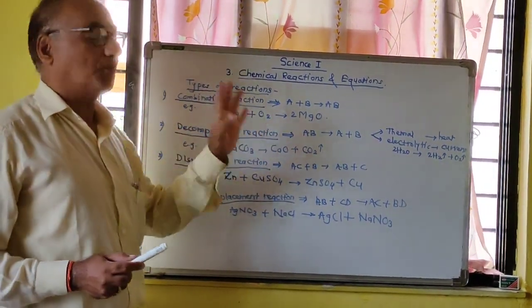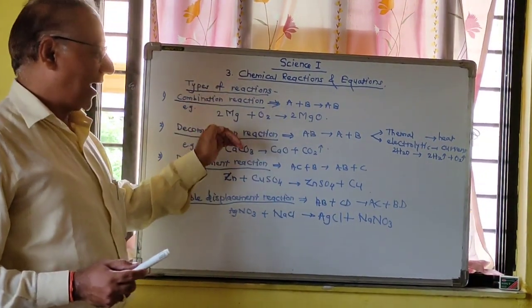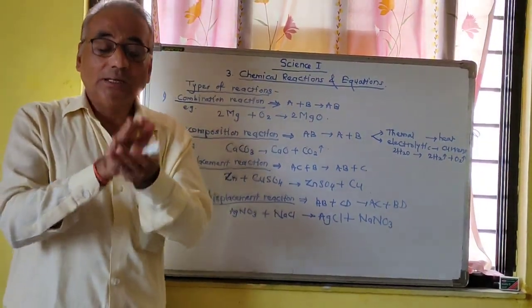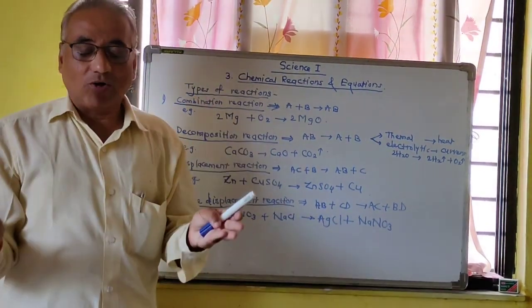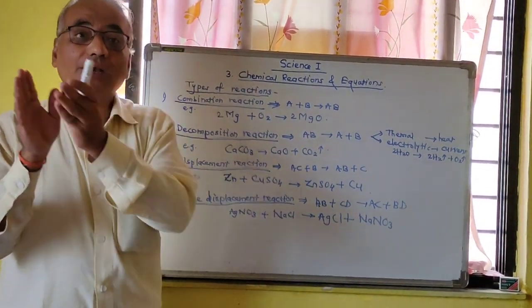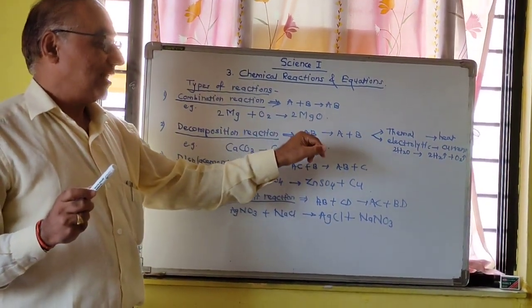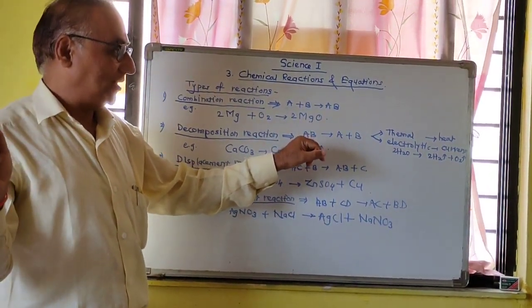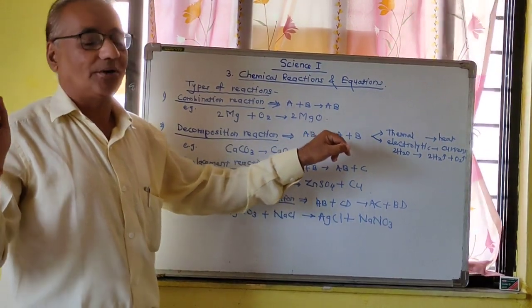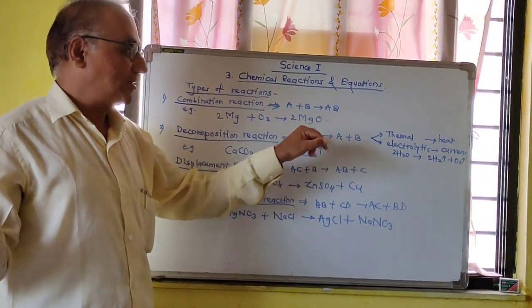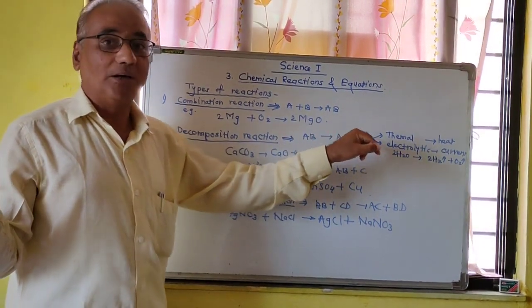Second one, decomposition reaction. This reaction decomposes, right? When there is a composition, you have to break that composition and prepare new substances. Now mathematically it is represented as AB. It is a single reactant. This single reactant is converted into two or more products. That is, AB is converted into A plus B.